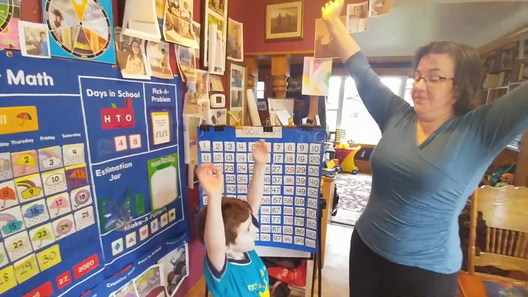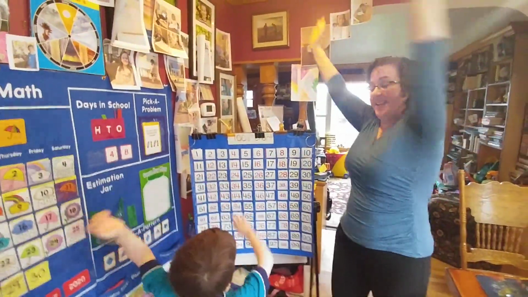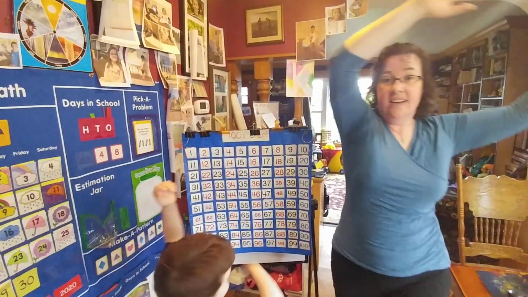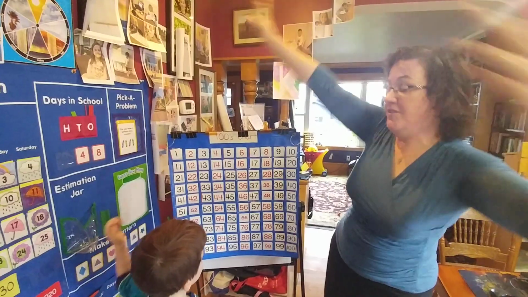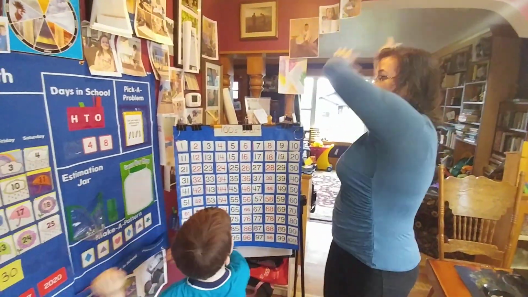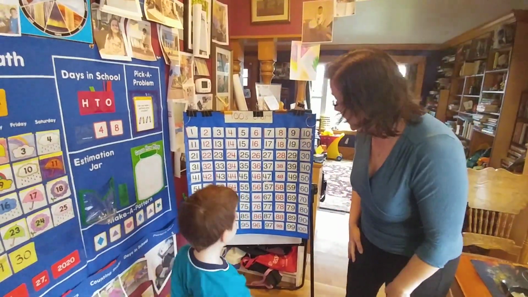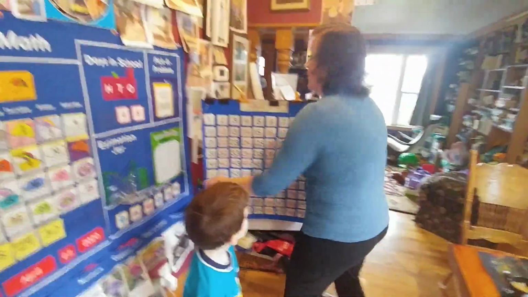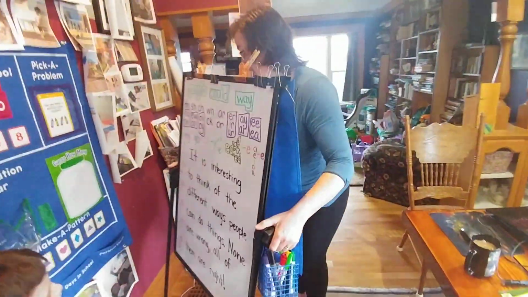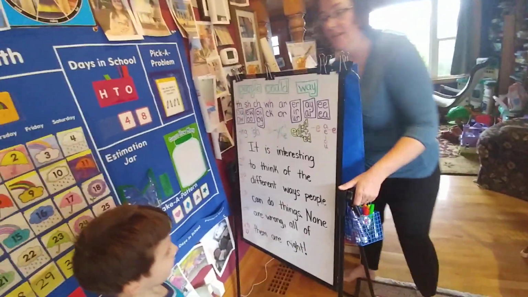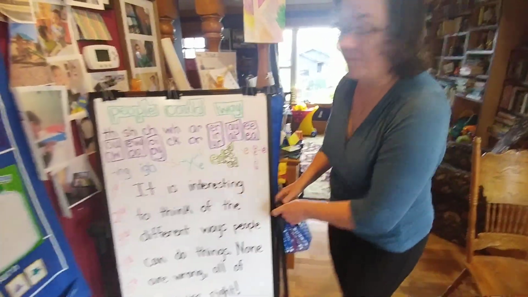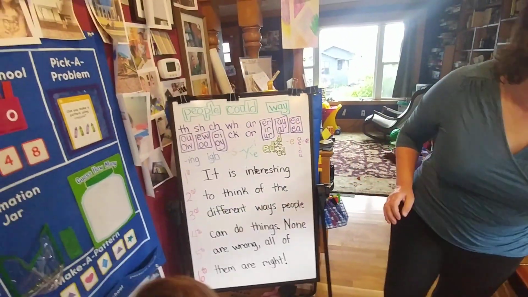Wavy man. Get your wavy hands up. Here we go. 8, 18, 28, 38, 48. Let's keep going. 58, 68, 78, 88, 98. Very nicely done. What will come after 98? 108. Very good.